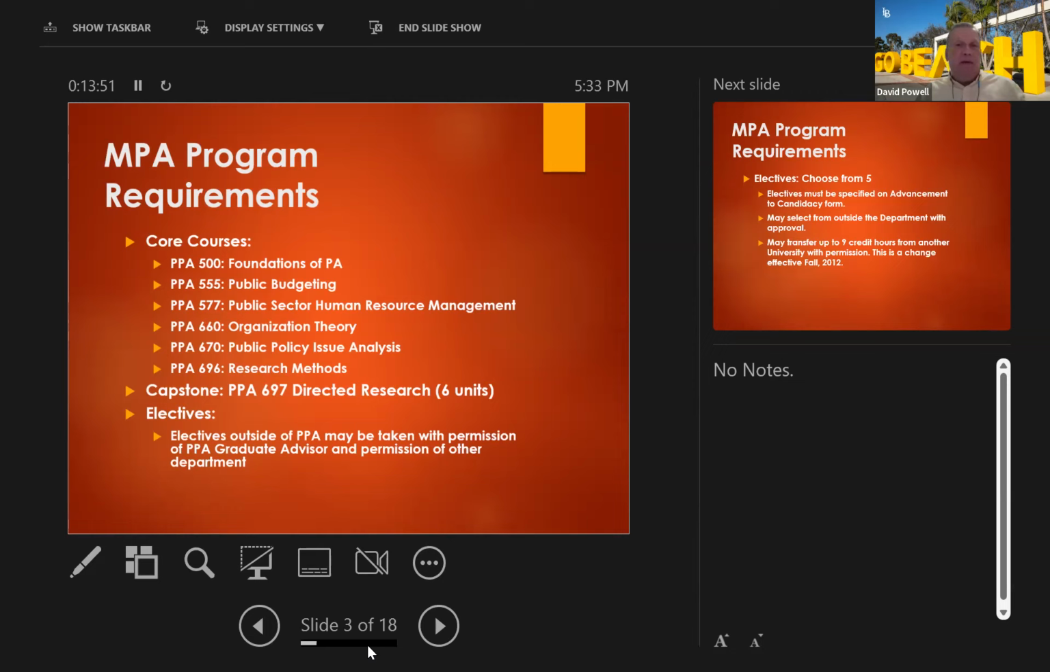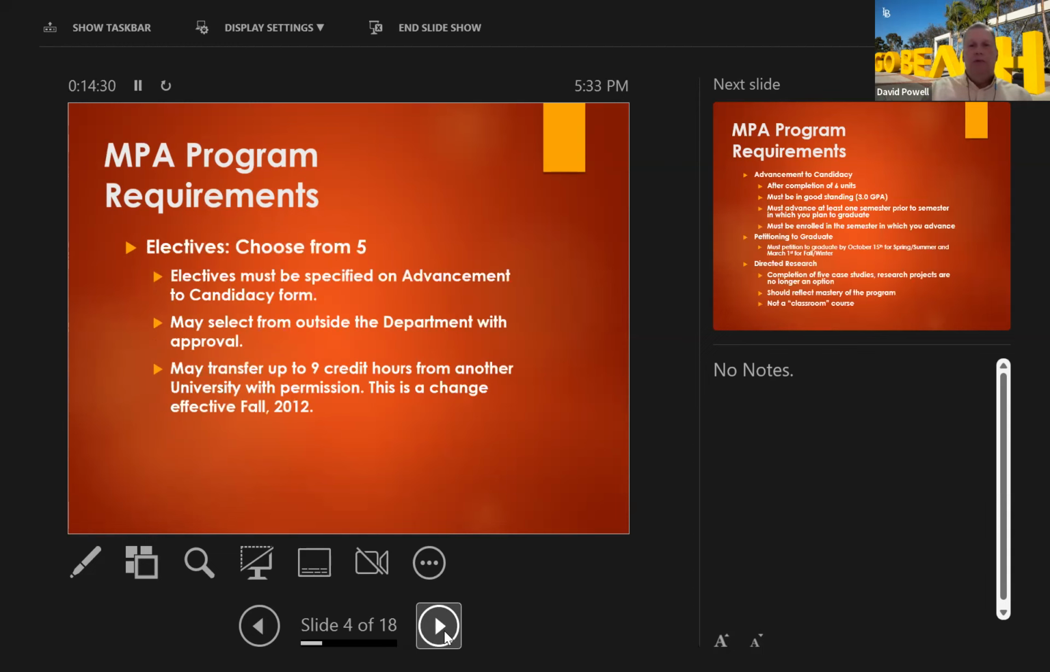Then for PPA 696 research methods, the prerequisite for that course is an undergraduate statistics course. You again could take that undergraduate statistics course during your undergraduate training at a 4-year school or at a community college. If you don't have an undergraduate statistics course, I think most people do, but if you don't, then you can take PPA 517 analytical skills development, and that will then serve as your prerequisite for research methods and also can count as 3 units toward your 5 elective requirement. And so it can be one of your electives toward your 39 unit requirement.